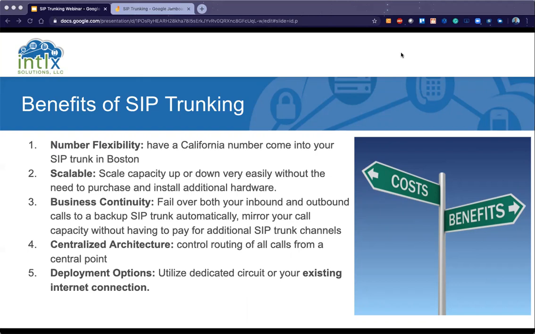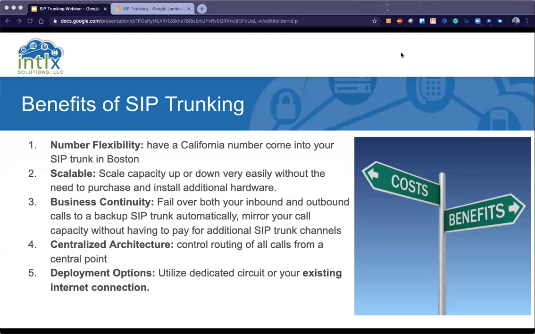The fourth one depends upon the type of business you're in and how your architecture is, and we're going to talk about this a little bit later in the webinar, but it's a centralized architecture. What this really means is that we can have a centralized dial plan where we take in the numbers that come in from our SIP carrier and send them anywhere we want to. So we can send them to multiple sites, to multiple different phone systems.